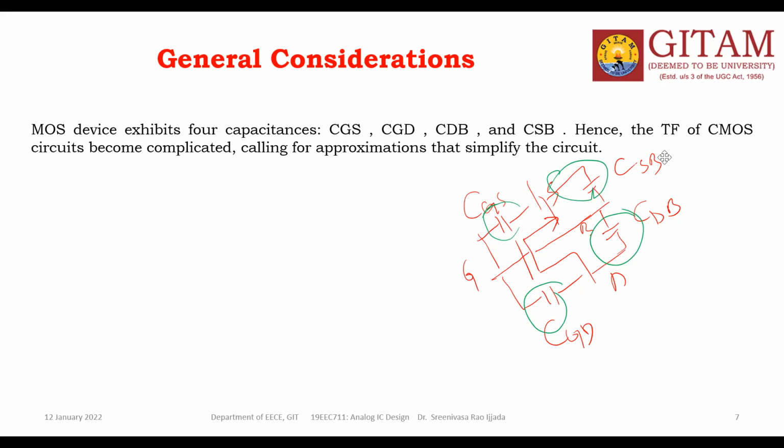So a MOS device exhibits 4 types of capacitors as shown in the picture, just as drawn. The transfer function of the CMOS circuit becomes complicated. Why does the complication come? Because of these 4 capacitors. So how to simplify it? By considering some approximations. What approximations must be considered to simplify the circuit, that we will discuss.